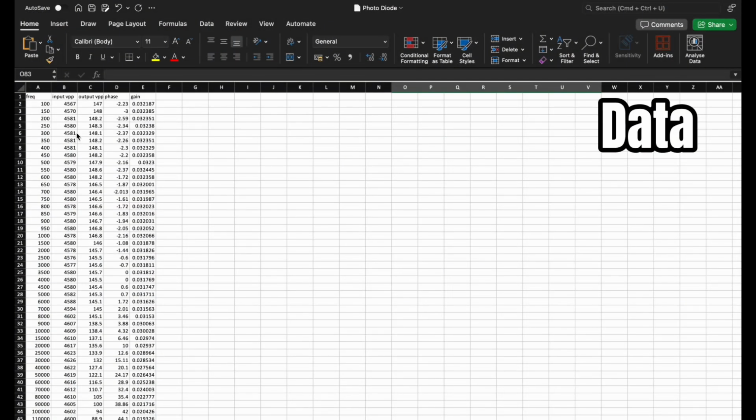Here is the data collected for the photodiode sensor. This is frequency, this is input voltage peak to peak, this is for output, this is the phase difference between input and output, and this is the gain.